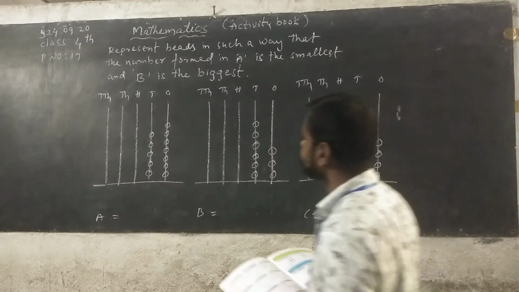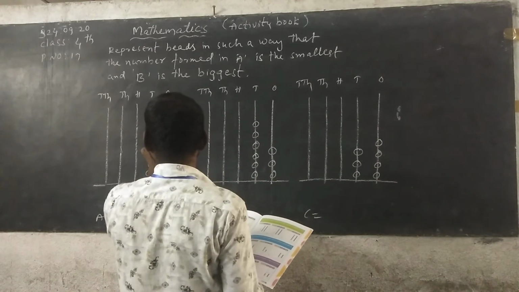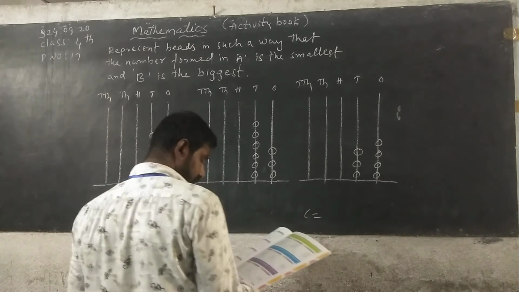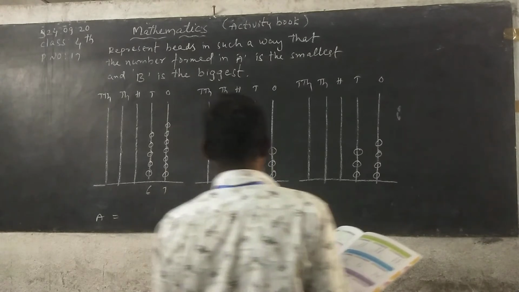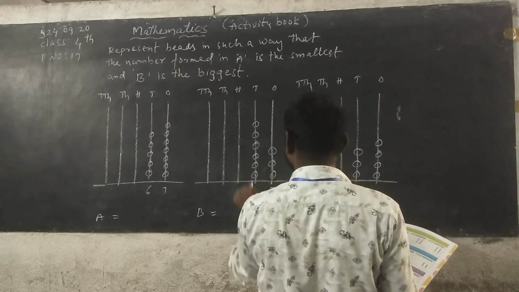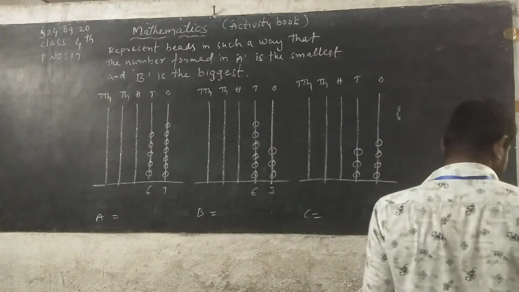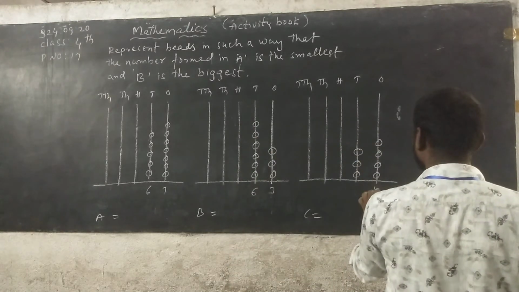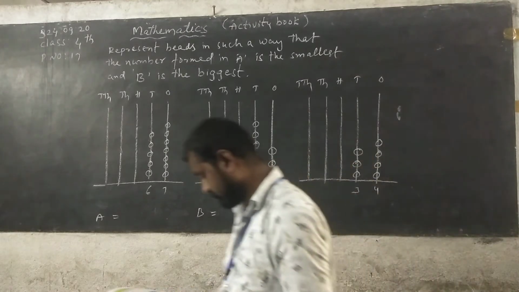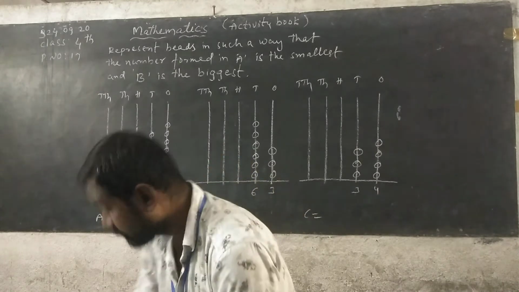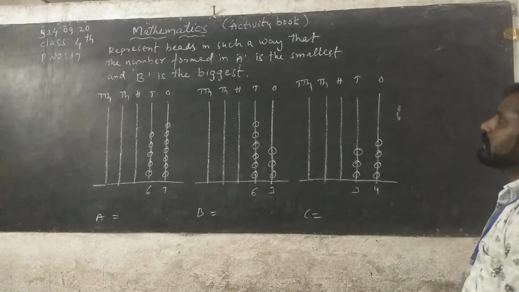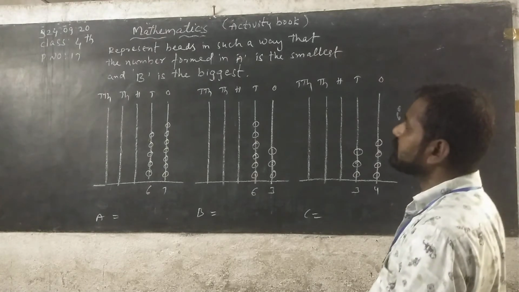See here, 1, 2, 3, 4, 5, 6, 7. 1, 2, 3, 4, 5, 6. 1, 2, 3. 1, 2, 3, 4, 5, 6. 1, 2, 3, 4. 1, 2, 3. See, condition C: represent beads in such a way that the number formed in A is the smallest and B is the greatest.